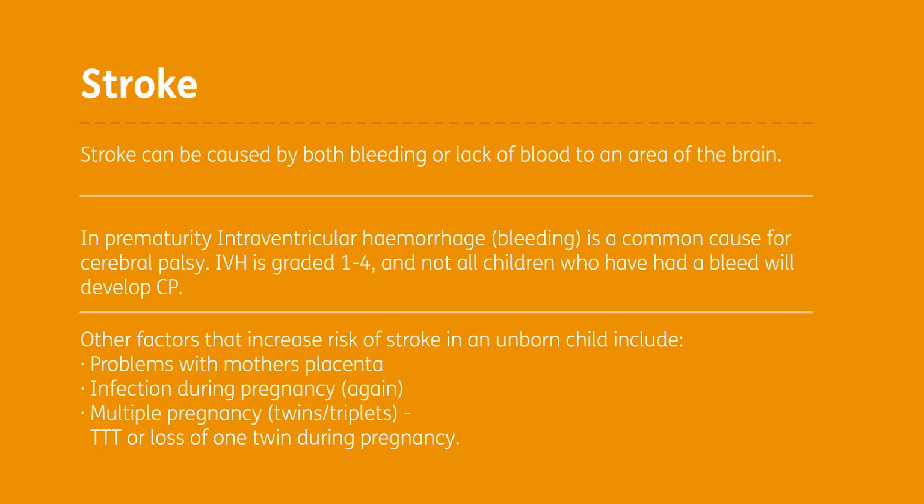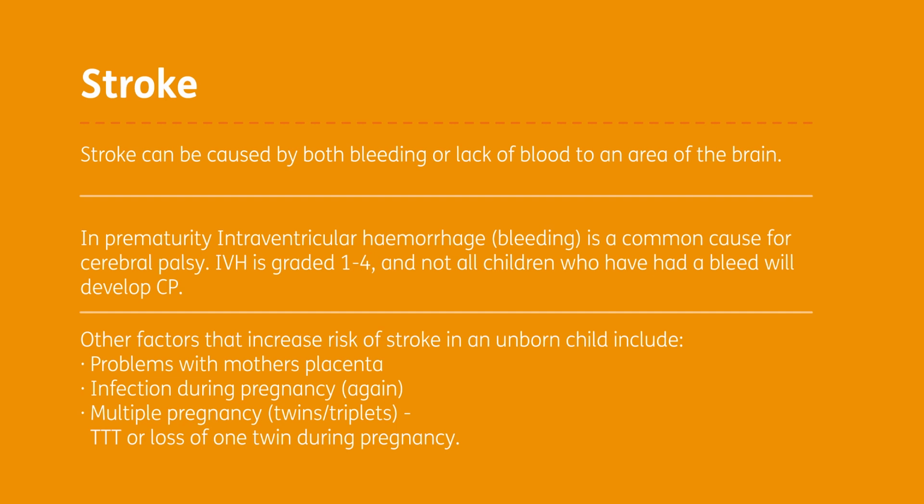So intraventricular hemorrhage is down to the very, very delicate blood vessels around the structures in the brain called the ventricles. When a premature baby is born, they're very, very delicate and can bleed, and it's graded between 1 and 4. The grades 3 and 4 are the more serious bleeds, which as standard will be followed up by therapists as well as consultants.